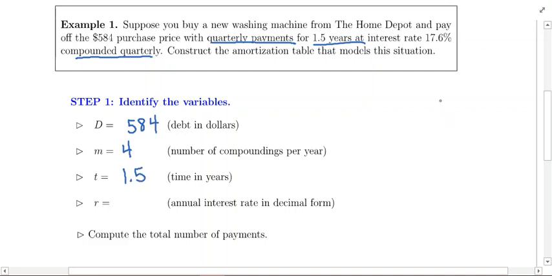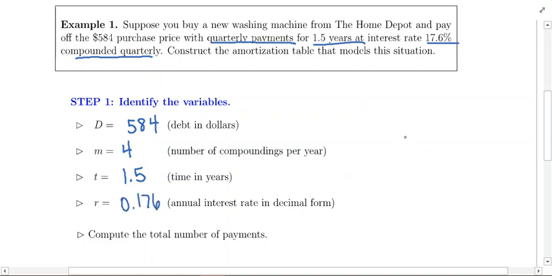And then your interest rate as a decimal. Here it is 17.6%. You might think that's a really high interest rate. It is. When you're buying something, usually you're going to find a pretty high interest rate. High interest rates when you purchase something, low interest rates when you're trying to save, unfortunately. If we convert this to a decimal, it is 0.176.